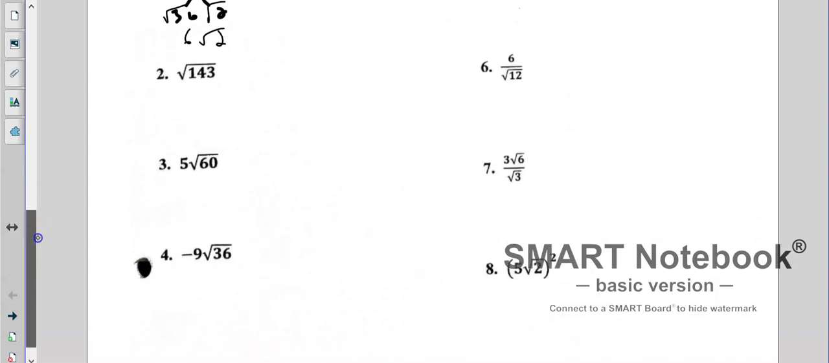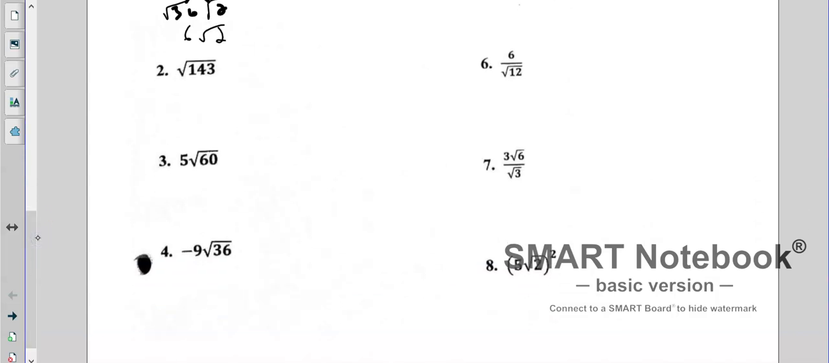These are numbered weird. I guess we're going to go straight down. 143. Okay. 143. You're looking for numbers to go in there. That's a magic number. Now, on this one, it's kind of a trick question because the only two numbers that make 143 are 11 times 13. And those are both prime numbers. So that can't be broken down into any perfect squares, because the only two numbers that make 143 are 11 and 13. So this one is simplified already.